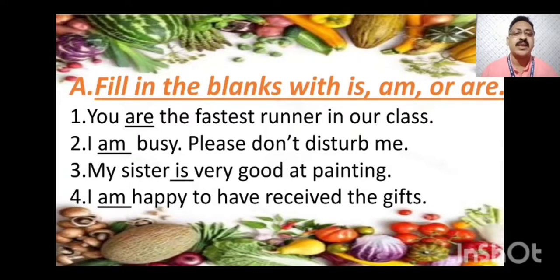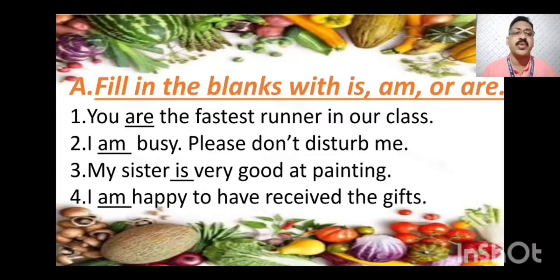My sister is very good at painting. Sister is singular, so in a singular subject we have to use is. Fourth one, same thing, I am happy to have received the gift. Here also I is there, a singular pronoun, so you have to use am there. This is about part A.